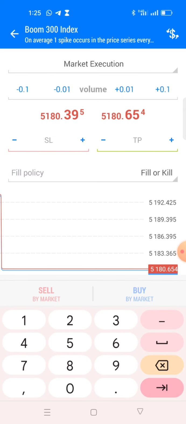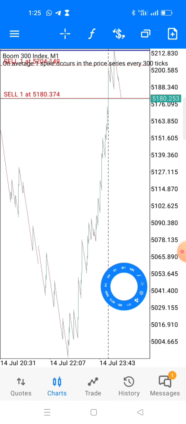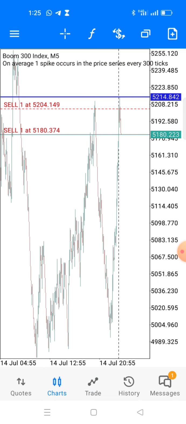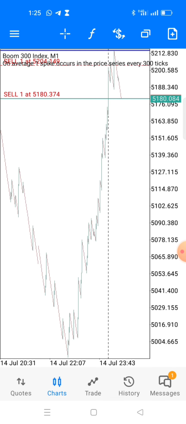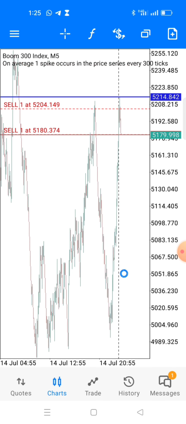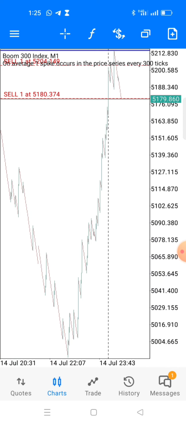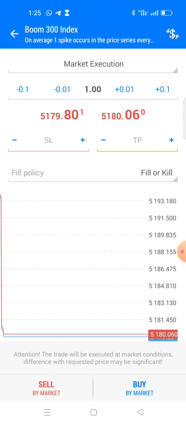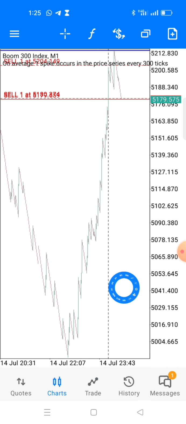I don't want to waste time. I'm going to take on more entries in this market, even though I entered this particular market late. I'm going to take more entries, so let us see how far we can go. Let's see how it goes.